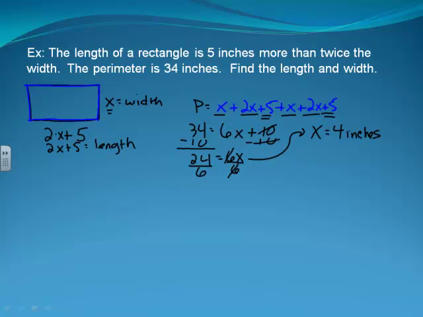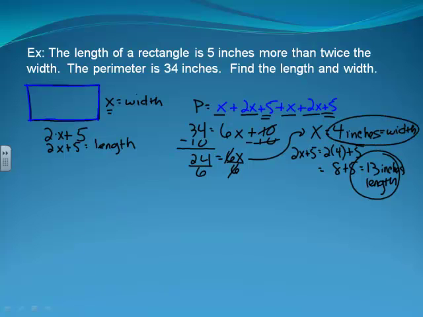So, am I done? And the answer is no. That only gives me my width. My length is 2x plus 5. So, that would be 2 times 4 plus 5, which is 8 plus 5, which is 13. So that's my length. And so, I have a length of 13 inches and a width of 4 inches, and that's what the problem asked me to find, the length and the width of my rectangle.